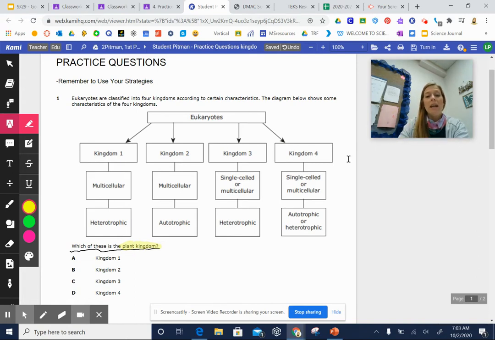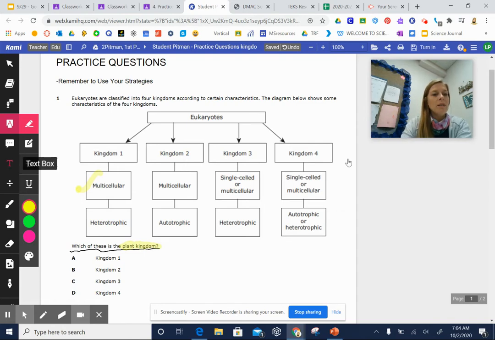Now, anytime you have a graphic or a table or a chart, I would do some highlighting there. Again, you don't want to highlight the whole thing. I would go through and read these, and if it is true of plants, then I'm going to put a check. So multicellular, check. Heterotrophic, I don't know. Is it heterotrophic? If it is, I'm going to put a check. If it's not, I'm going to put an X. Then I would choose the kingdom where I've got 2 checks because both of those boxes are true of plants.